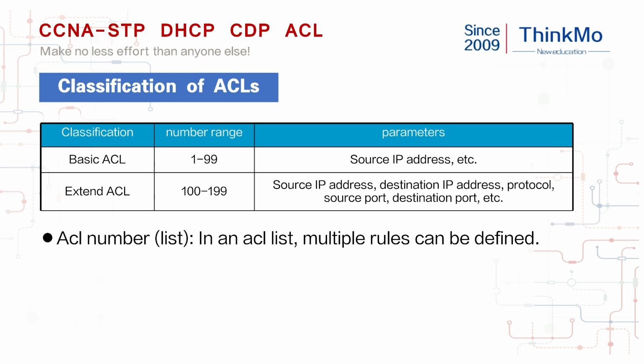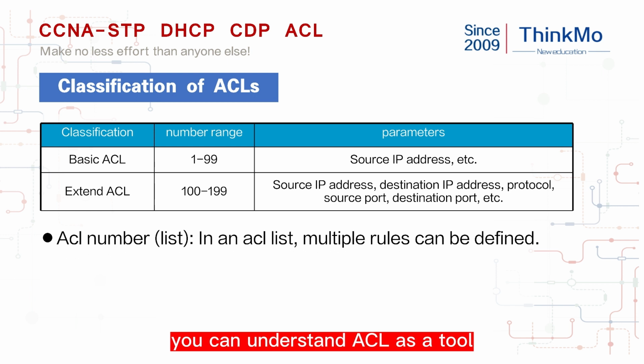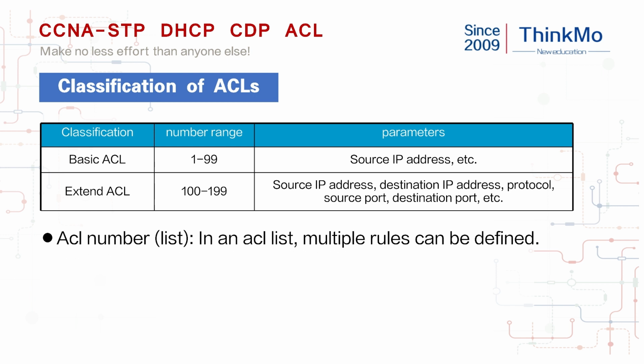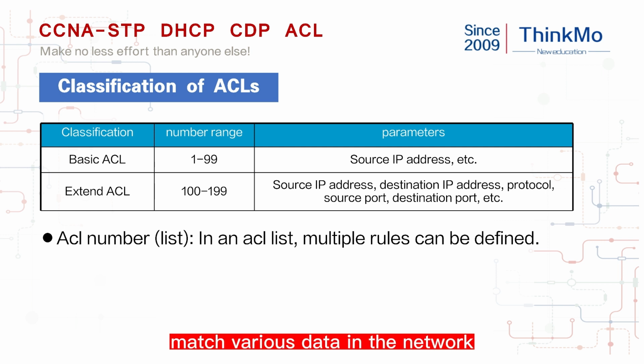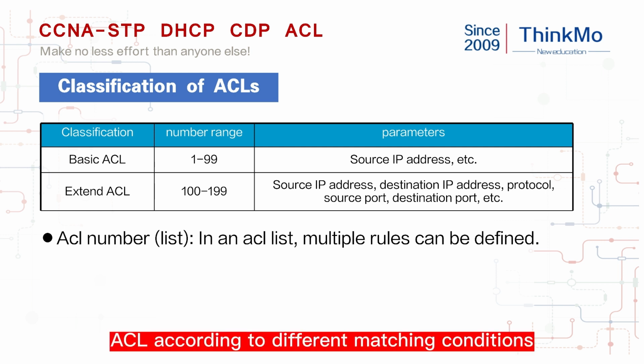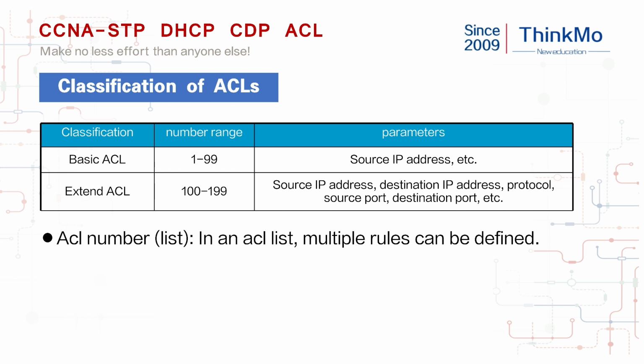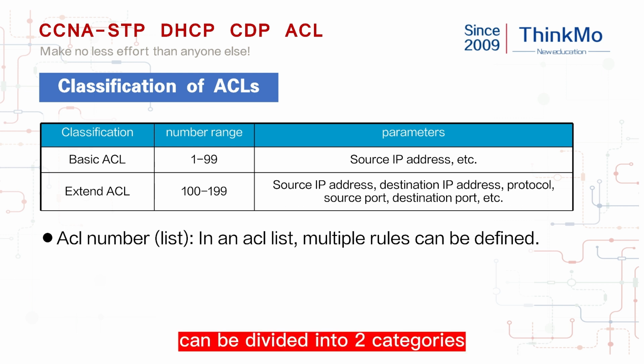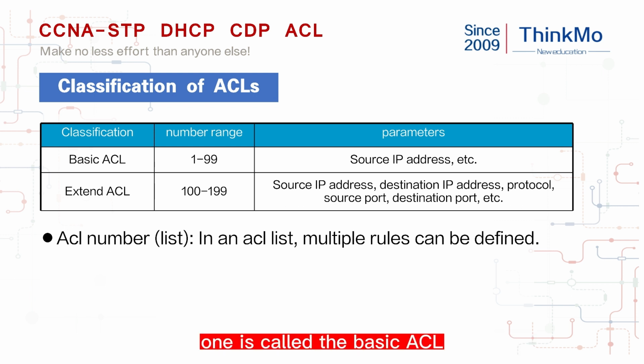In fact, you can understand ACL as a tool. It is a very flexible tool. Match various data in the network. ACL, according to different matching conditions, can be divided into two categories. One is called the basic ACL. One is called advanced ACL.